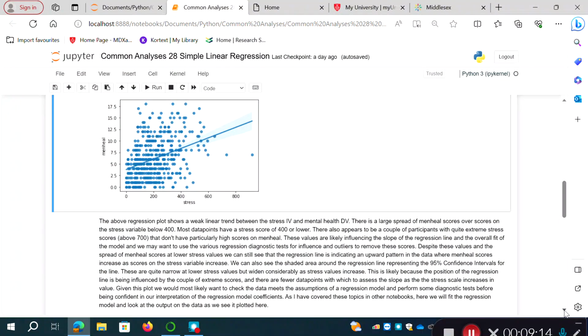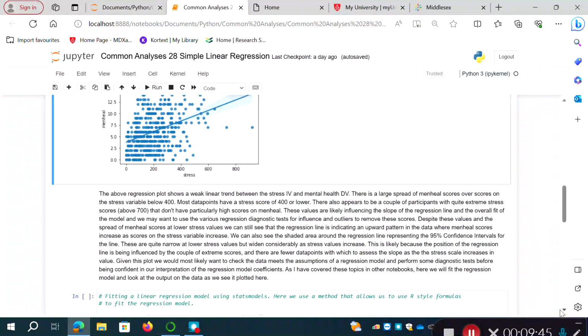But if we are really analysing this data, we want to think carefully about that. And despite these values and the spread of mental health scores at lower stress values, we can see that the regression line is indicating this kind of upward pattern in the data, where mental health scores increase as scores on the stress variable increase. We can also see that shaded area around the regression line representing the 95% confidence intervals.